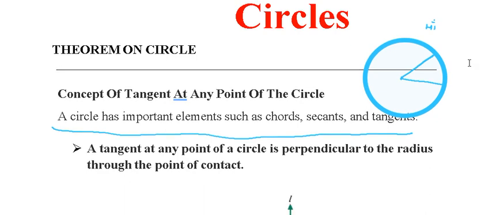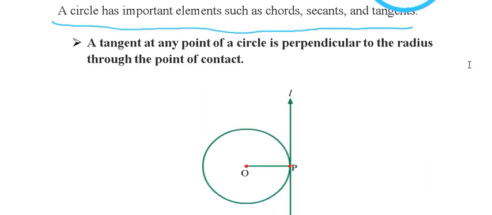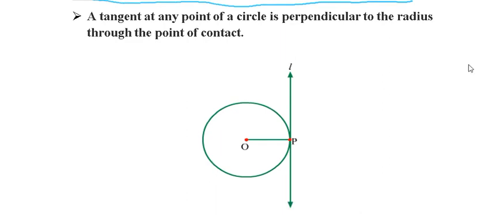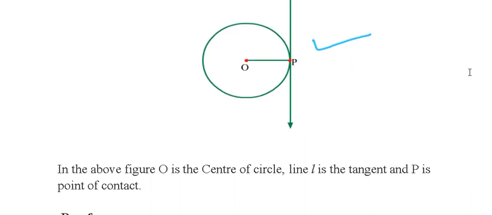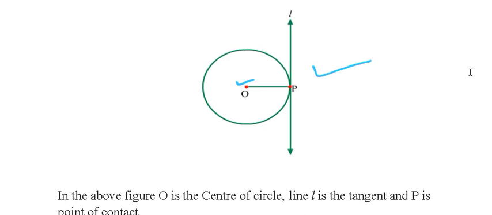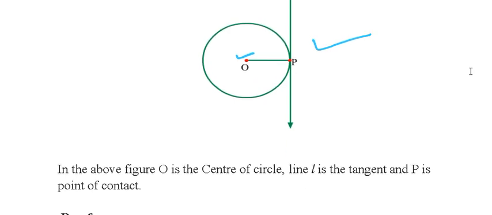Now take this statement. This is the theorem: a tangent at any point of a circle is perpendicular to the radius through the point of contact. You see by this figure you can understand these things. Now in the above figure O is the center of a circle and this line L is the tangent and P is the point of contact. Now let's see the proof.